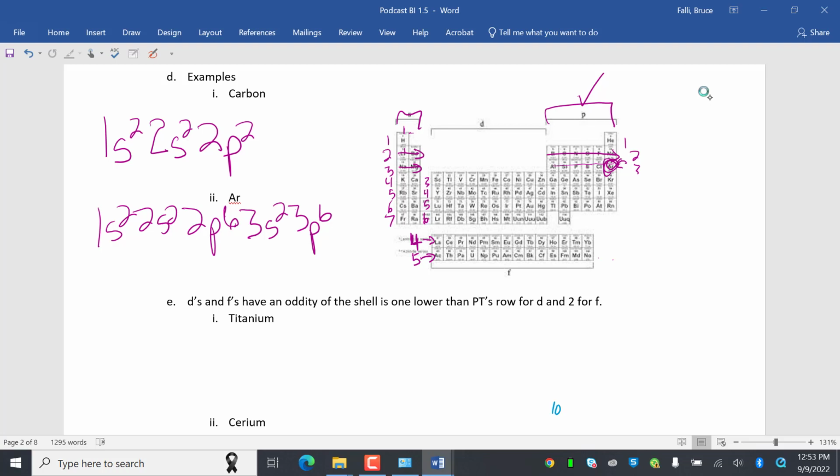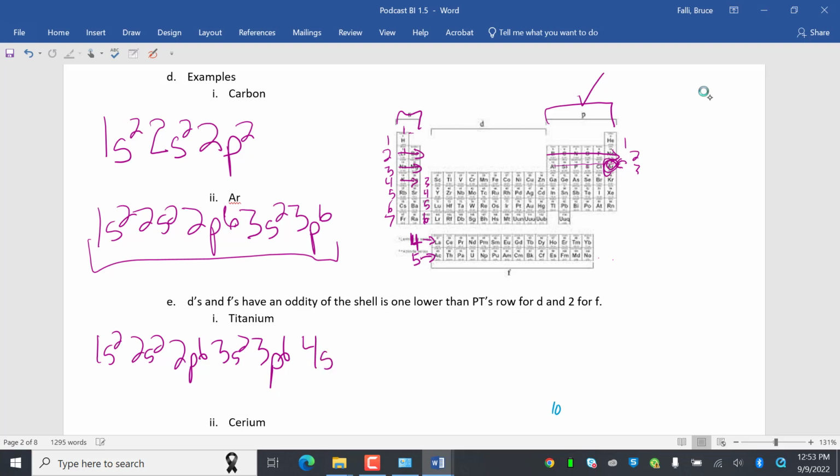So let's take a look. Titanium. We've learned that these are pretty repetitive, so I'm going to go quick all the way to argon. I'm going to copy argon: 1s2, 2s2, 2p6, 3s2, 3p6. And that got me to 18. I now have 19 and 20, 4s2. And then remember, D's have to be lower 1. So when I'm in the D block right here, I'm not in 4d, I'm in 3d.